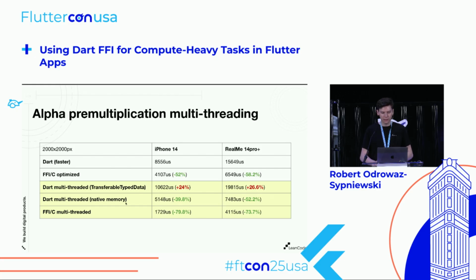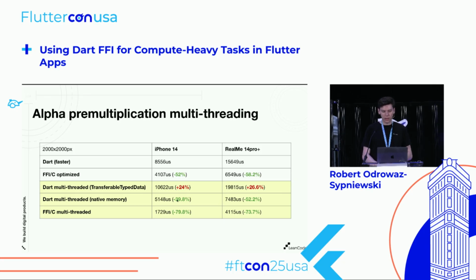And we have the multi-threading with using native memory, because it's on the native side, it can be accessed by all isolates. So we can use FFI tools to efficiently move data between isolates, because we can resolve this pointer in all isolates.